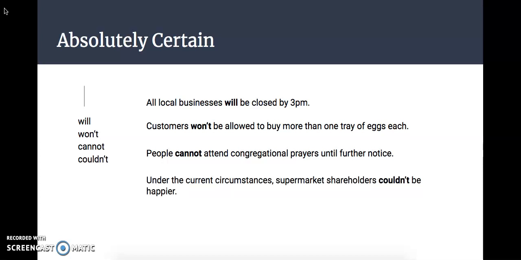It says, under the current circumstances, supermarket shareholders couldn't be happier. So it's stressing the fact that the supermarket shareholders are very happy. They couldn't be happier than this. So again, absolute certainty.